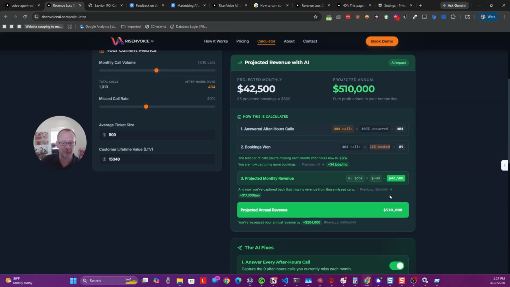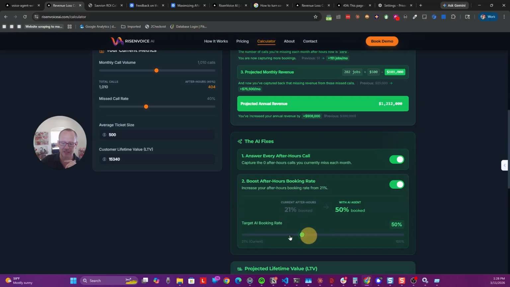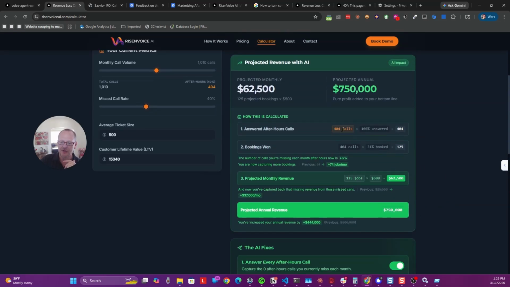Now it gets better though, because what if, by answering all of those calls, we could also increase this booking rate by 10%? Let's just say, really nominally, we could get 31% of those jobs booked instead of 21%. Well, I've got another switch. So we turn that on and we've got a slider down here to adjust the percentage. Let's bring it up to 31, which is 10% more than what we started with, which is 21, okay? Now let's look at the numbers. So 404 calls made, 404 calls answered.